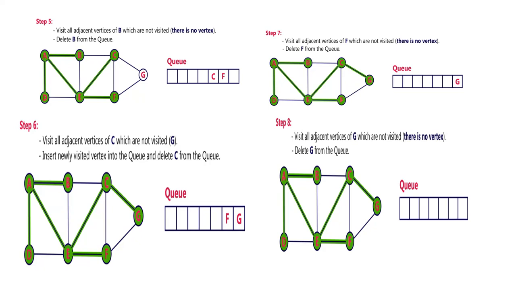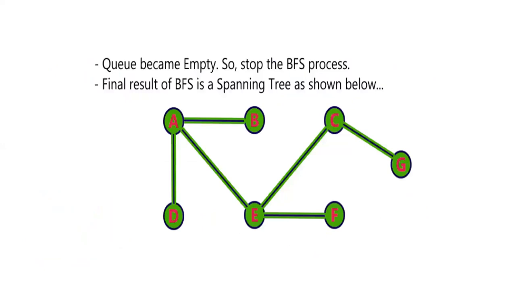And we are going to check for F. For F: C, E, and G. E and C have already been visited, and G has also already been visited. So, we are going to remove F from the queue. And the last vertex is going to be G. We are going to delete G also from the queue. So, now the queue has become empty. So, we are going to stop the BFS process.